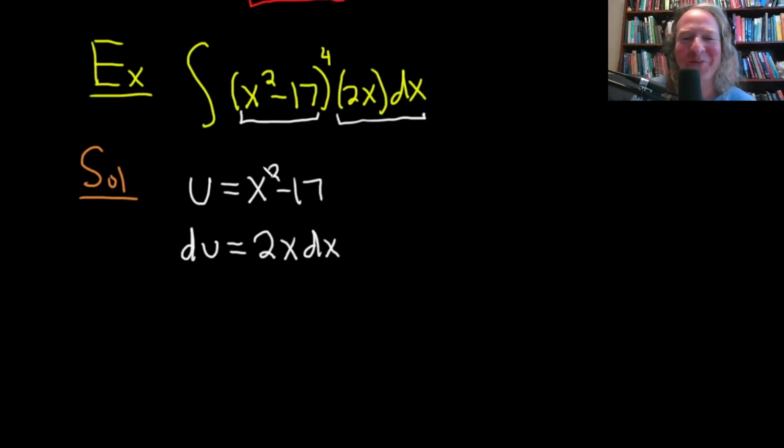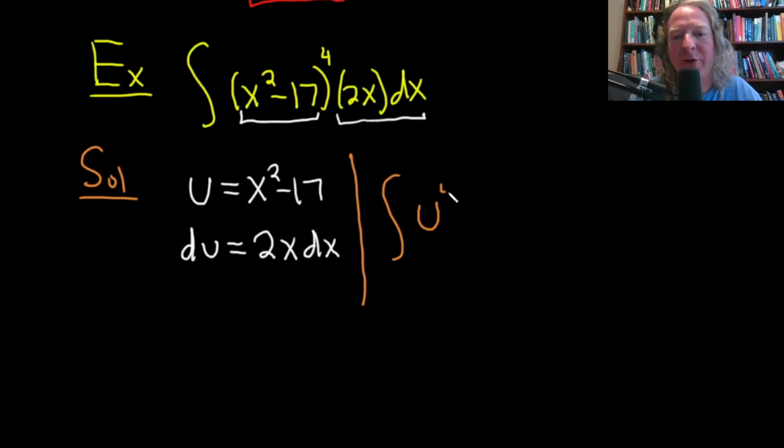So this is going to transform into the following. What's the integral of? The inside piece is u, and it's to the 4th power, so u to the 4. And then here we have the 2x dx. That's simply going to be du. So we've taken a seemingly complicated looking integral and we've turned it into something much more simple.